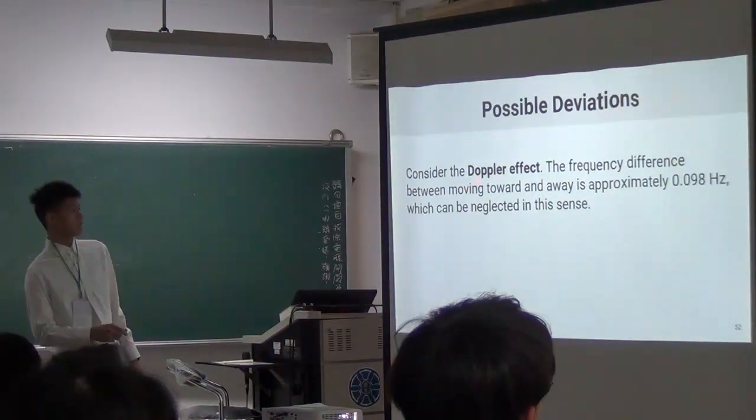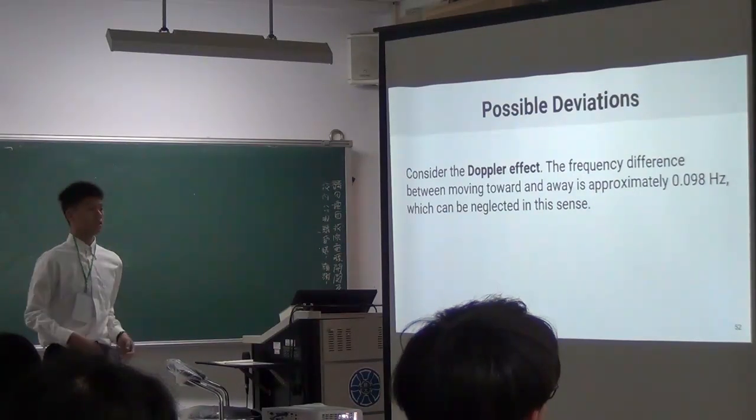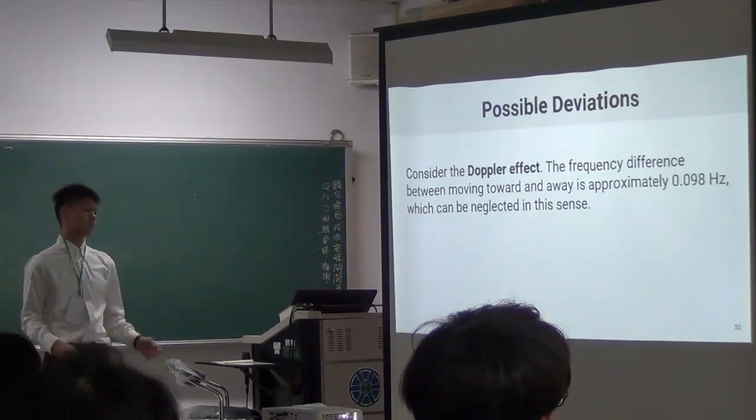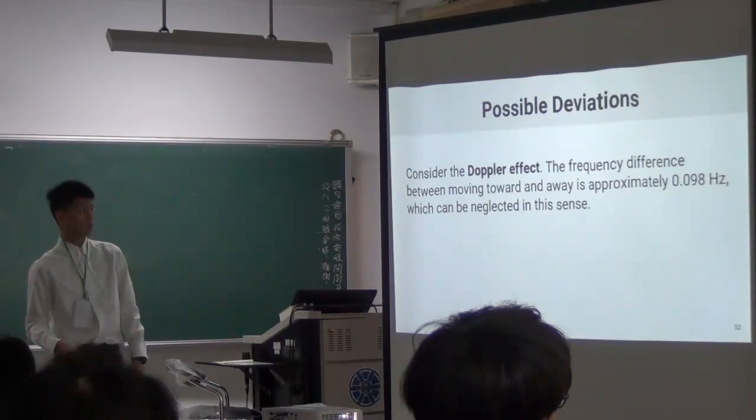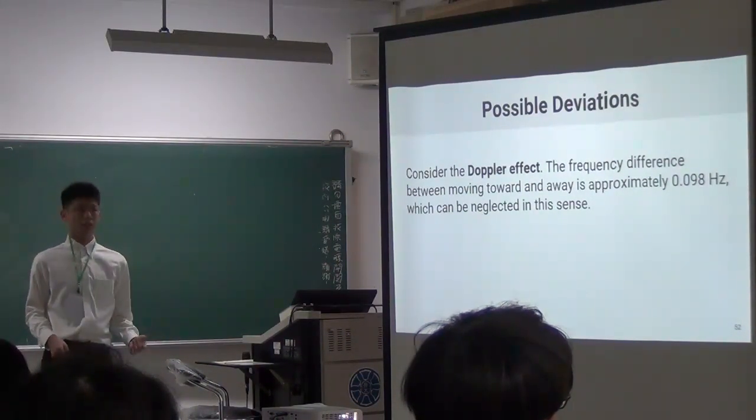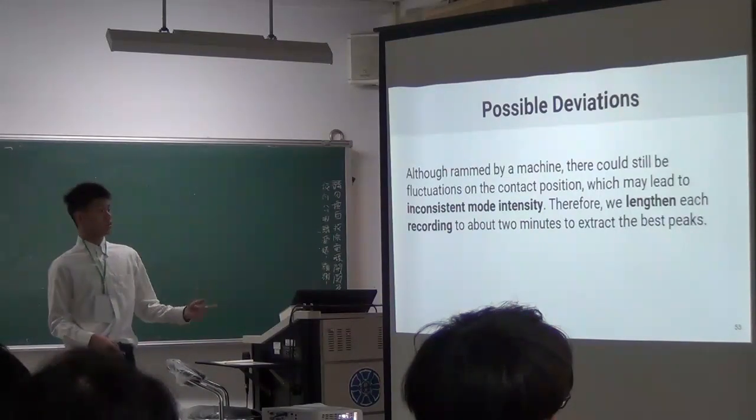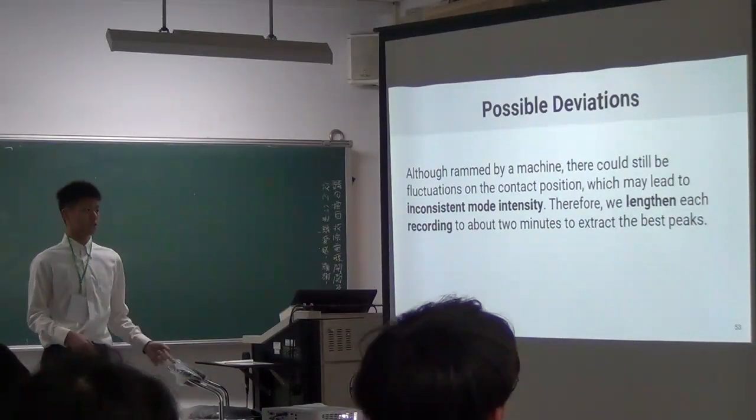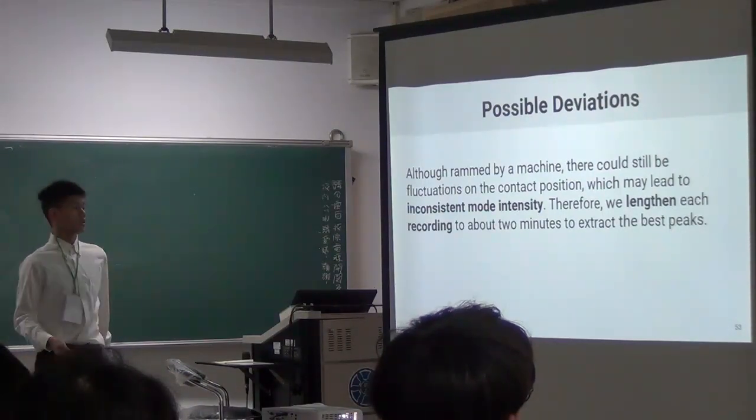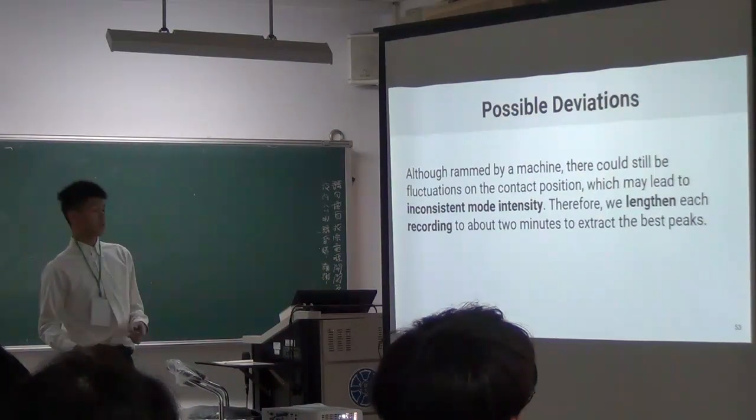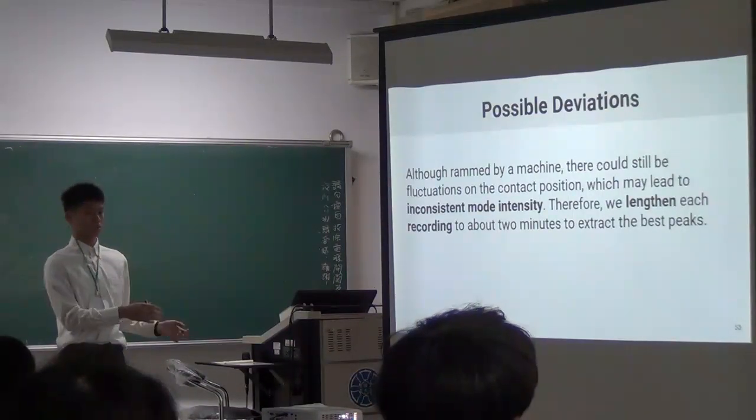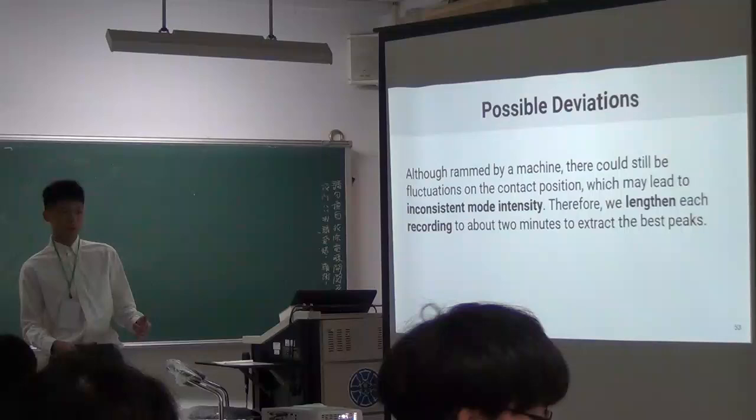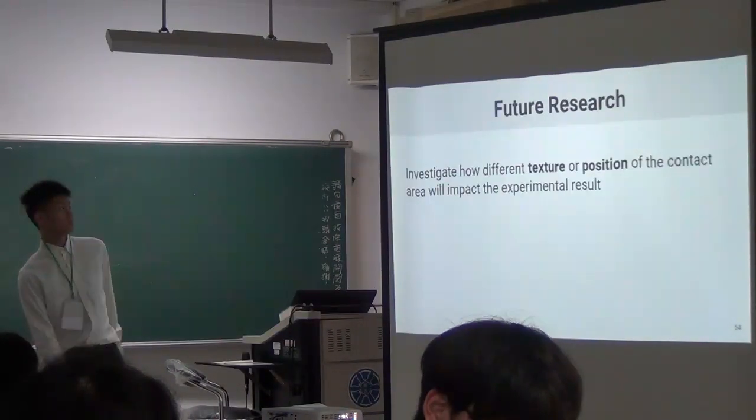And now let's consider the Doppler effect. Because it's rotating, the frequency difference between moving toward and away is approximately 0.098 Hertz, which can be neglected in this sense. Also, although it's run by a machine, there could still be fluctuations on the contact position. It's not always in the right middle, so that may lead to inconsistent modes. It might be like (1, 0), like (0, 2). Therefore, we lengthen each recording to about 2 minutes to extract the best peaks.